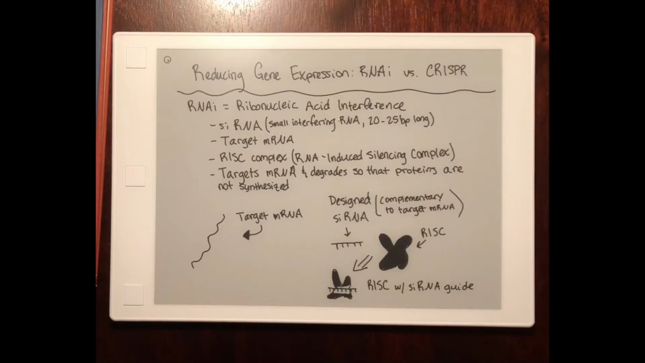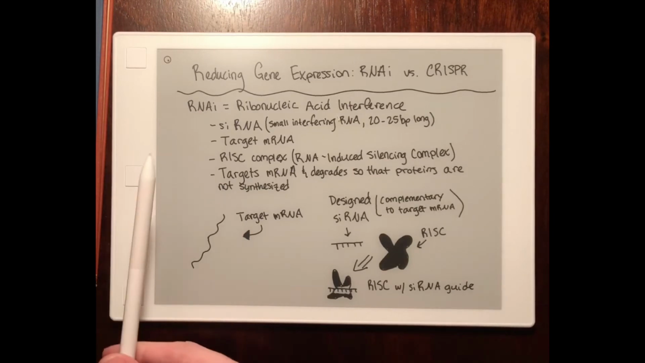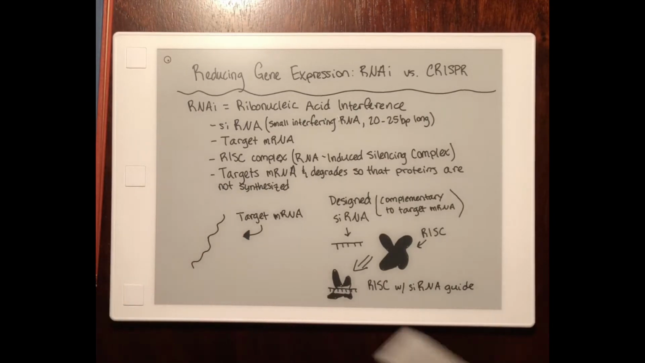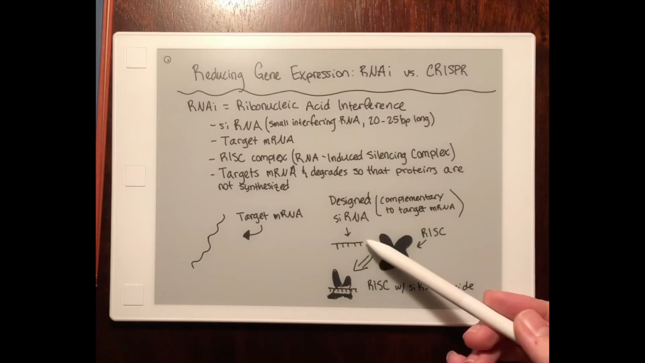Today I'll be discussing reducing gene expression in eukaryotic cells. I will be looking specifically at RNAi method versus the CRISPR method. So RNAi is ribonucleic acid interference. It involves siRNAs, which are small interfering RNAs, usually about 20 to 25 base pairs long.